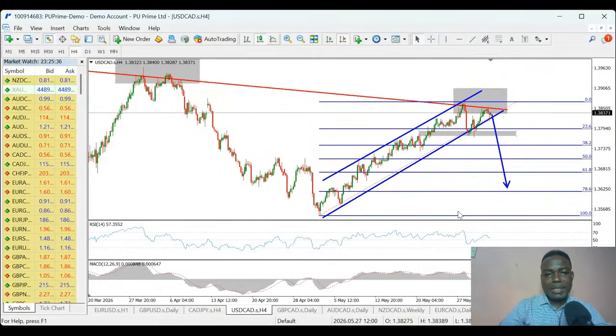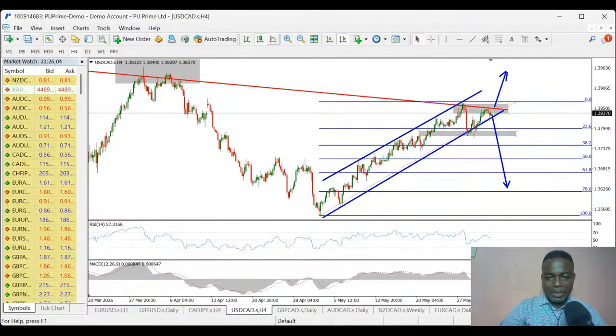Now, what if price doesn't go our way? Well, that could only happen under one condition: if price reverses and breaks out above this current box. That's the only condition. If price breaks out above that region, then that is the only thing that can invalidate this setup. Otherwise, I want to maintain a strong bearish outlook on the USD CAD. So we're very, very bearish on the USD CAD.